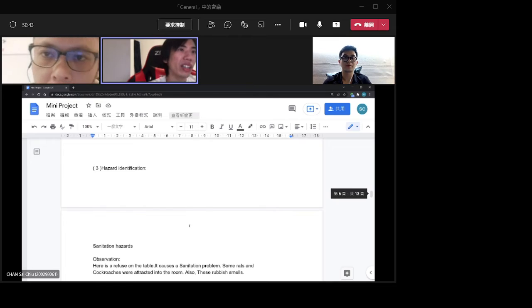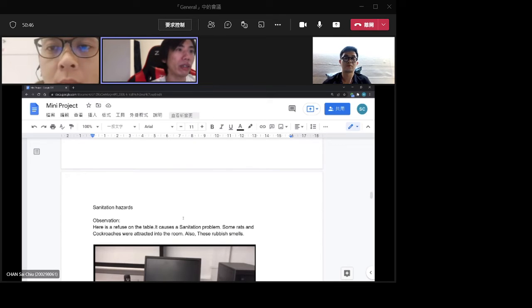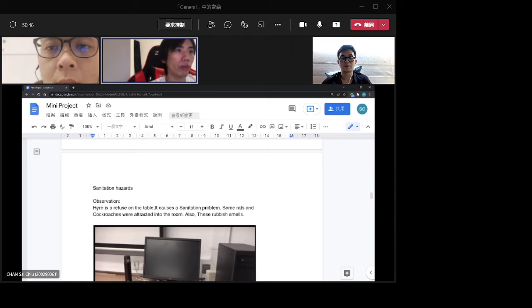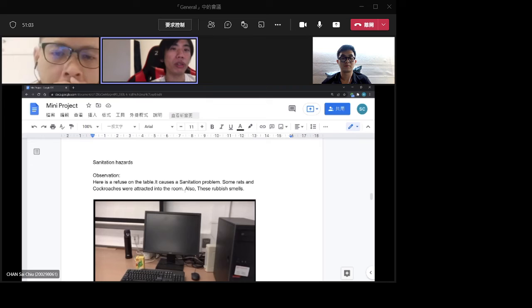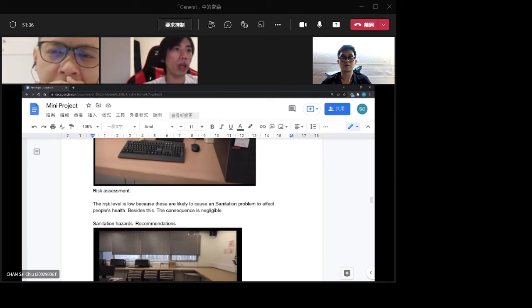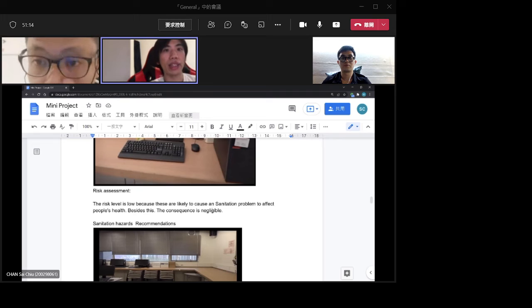3. Hazard identification. Sanitation hazards. Observations. Here is a rubbish pile on the table. It causes a sanitation problem. Some rats and cockroaches were seen in the room. Also, this rubbish smells. Risk assessment. The risk level is low because these are likely to cause a sanitation problem that affects people's health. Besides this, the consequence is negligible.